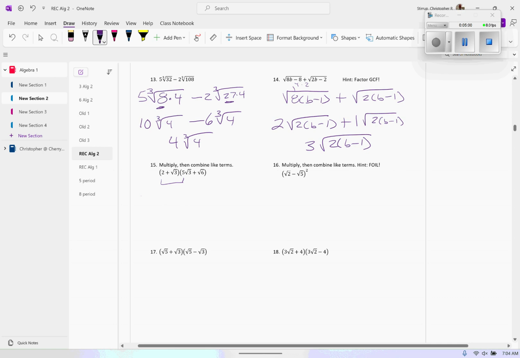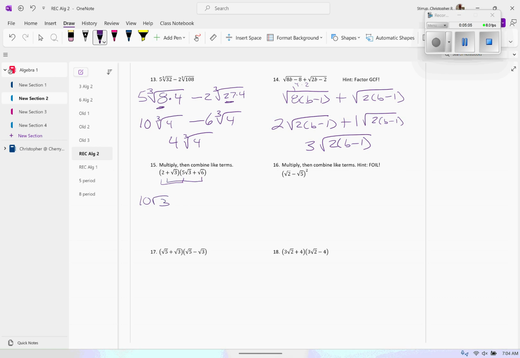All right, we're just FOILing. So 2 times 5 is 10 root 3. And then multiply out there. So that's going to give me 2 root 6. Inside, root 3 times root 3 is 9. Square root of 9 is 3. Times that 5 is 15. And then plus root 18. 10 root 3 will not break down. 2 root 6 will not break down. 15 is just 15. This will break down to 9 times 2, so that square root of 9 is going to give me 3 root 2. And that's my final answer. There's no like terms in there.